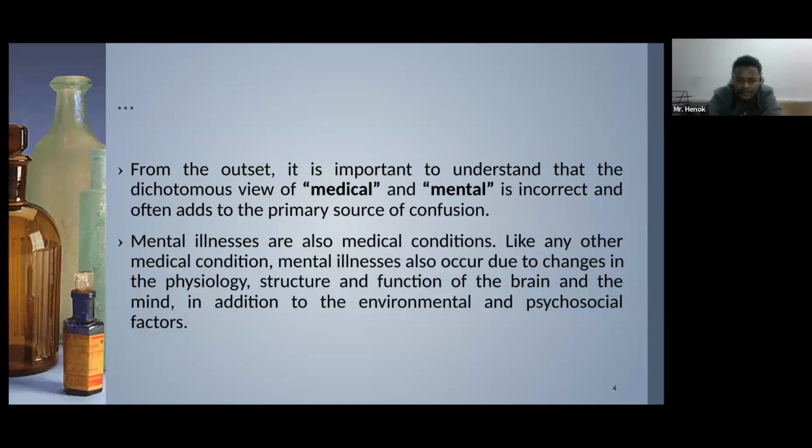Mental illnesses also occur due to changes in the physiology, structure, and function of the central nervous system in the brain, despite there being additional environmental and psychosocial factors.